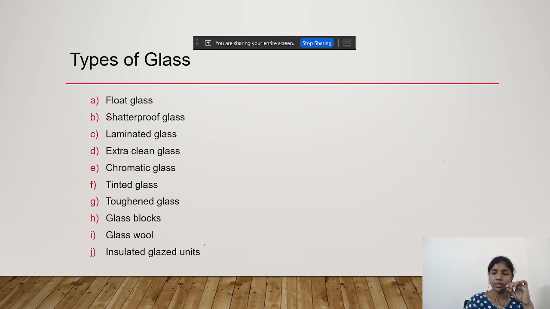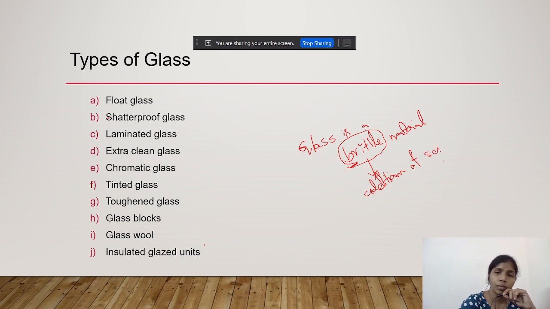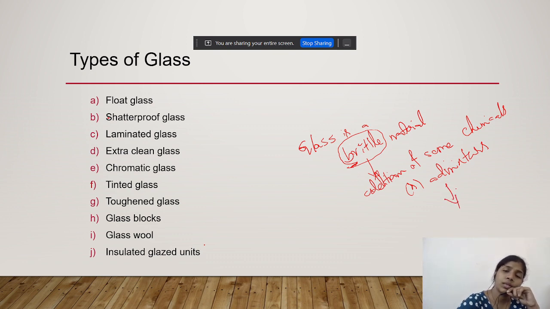And there are different types of glass. Suppose you know that glass is a brittle material, but when you want to use it as a construction material, you have to overcome this brittle nature. In order to overcome it, what we'll be doing is addition of some chemicals or admixtures that can make it ductile or stronger.